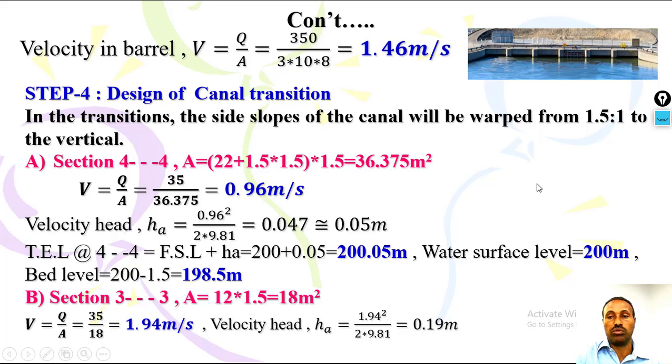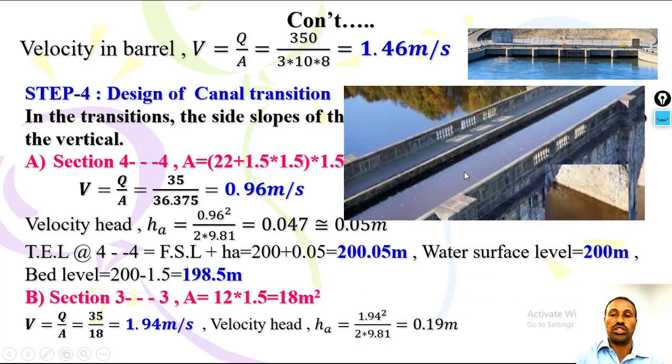So section 3-3 will be the second step. Total area, in a rectangular cross section, is 12, which is the width of the flume section, times 1.5, the constant water depth. Then it will be 18 square meters. Then velocity is again 1.94 meter per second, and the velocity head will be this one.